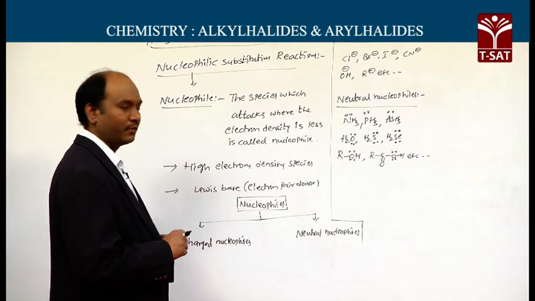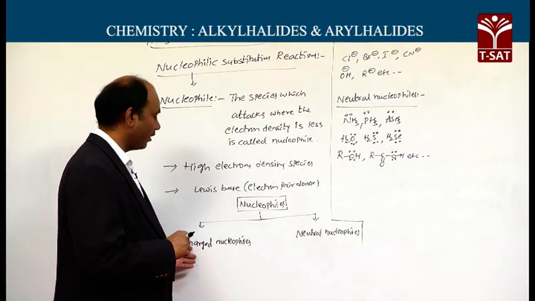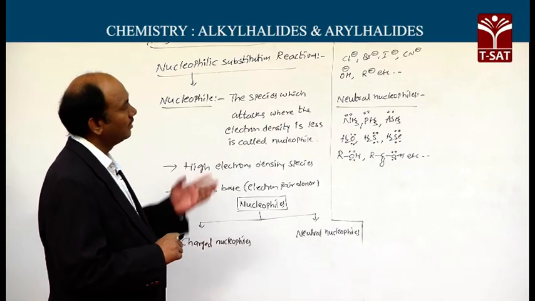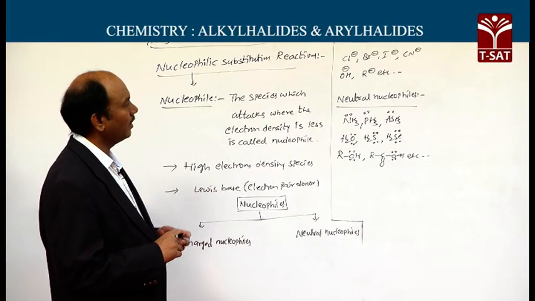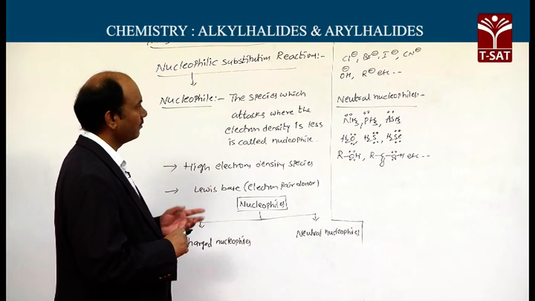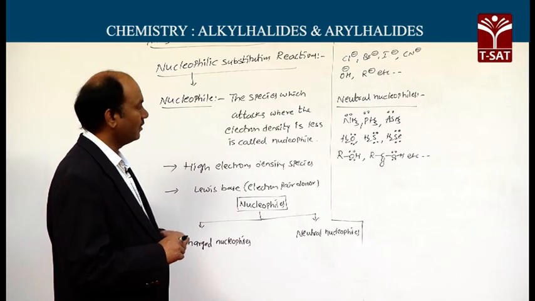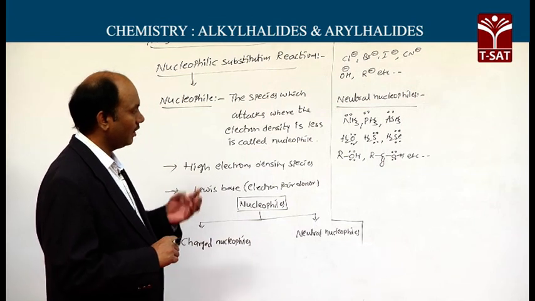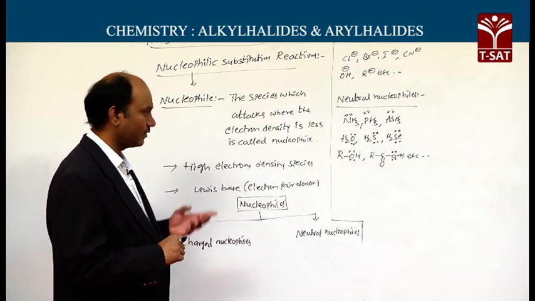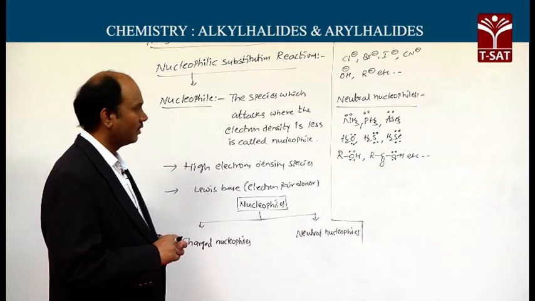Nucleophiles can be classified into two types, that is charged nucleophiles and neutral nucleophiles. Charged nucleophiles: Cl minus, Br minus, I minus, CN minus, OH minus, R minus, etc. Neutral nucleophiles: NH3, PH3, AsH3, H2O, H2S, H2Se, all these are.